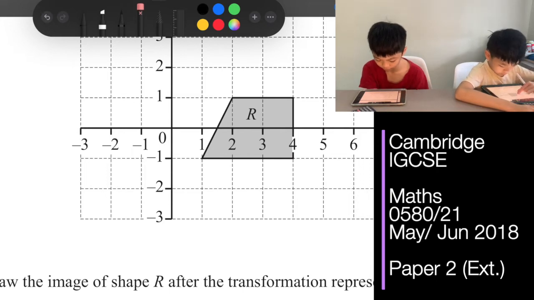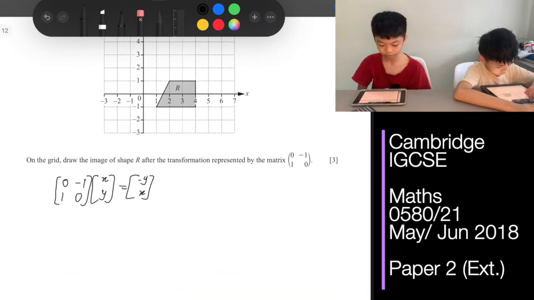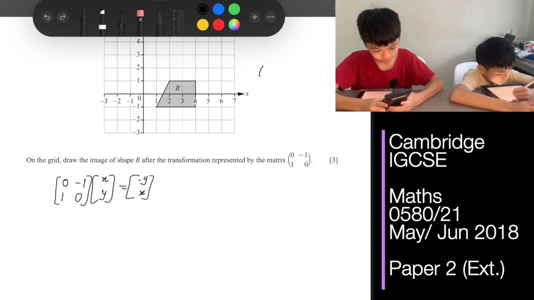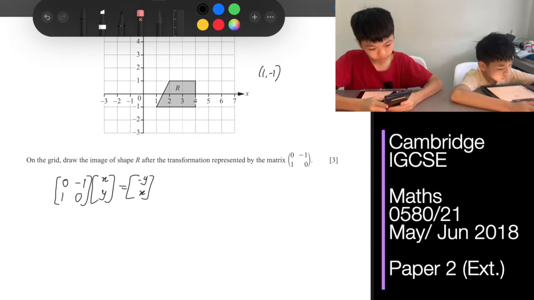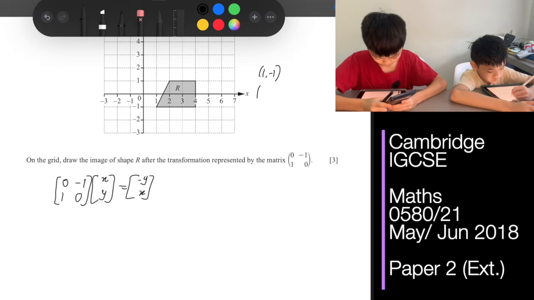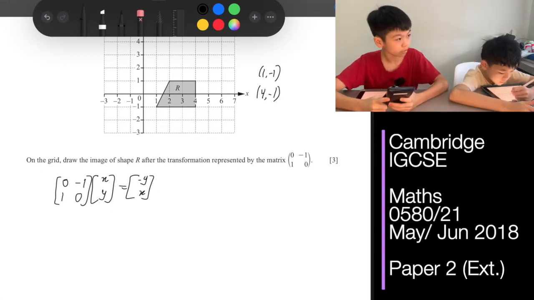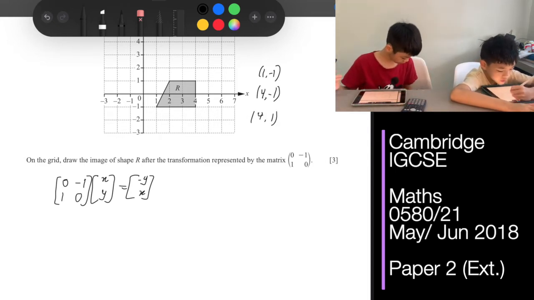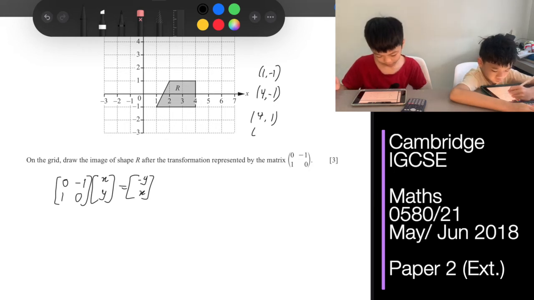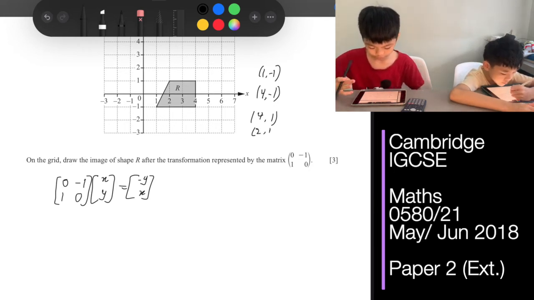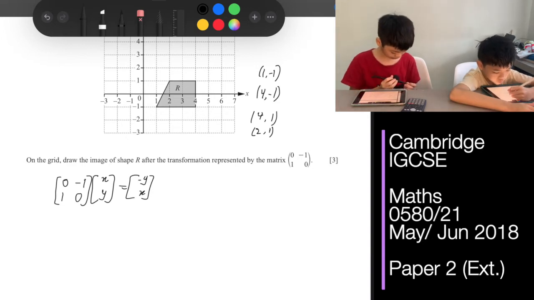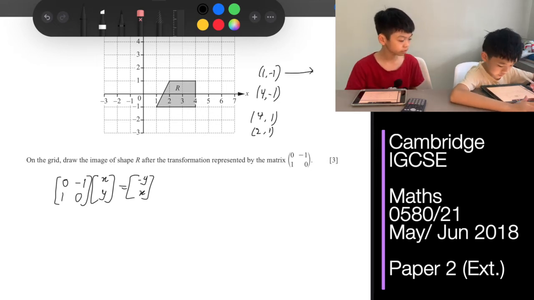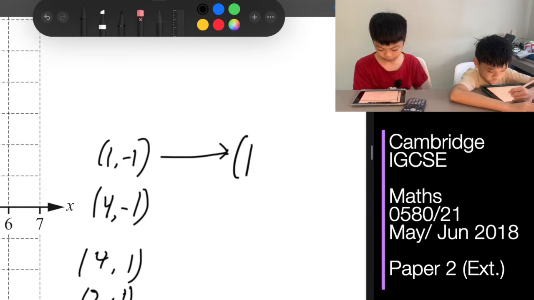So first, we write down these points. The first point would be (-1, -1). The second point is (4, -1). The third point is (4, 1). And the last point is (2, 1).